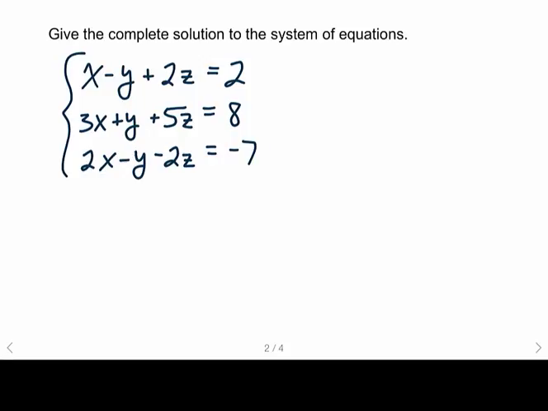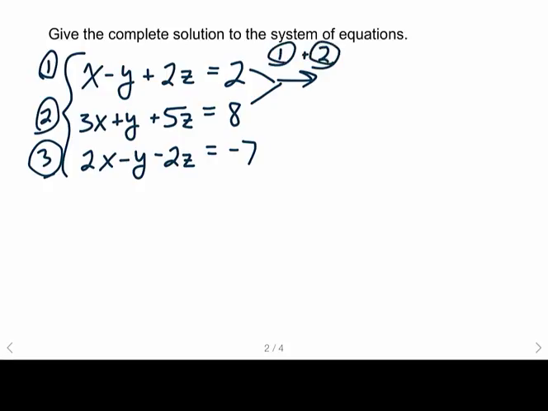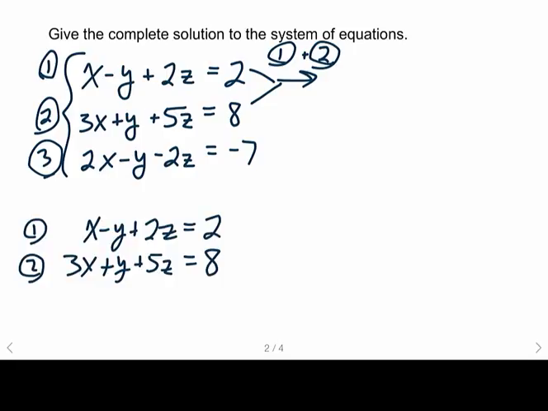Looking at this kind of holistically, it looks like it would be relatively easy to eliminate the y's twice. That's what I'm going to do. I'm going to number the equations 1, 2, and 3 just to make it easier to talk about them. Seems like I could eliminate the y's by adding together equations 1 and 2. So I'm going to write that down below here. So rewriting equations 1 and 2, we have x minus y plus 2z equals 2, 3x plus y plus 5z equals 8. When I add these 2 equations, the y's get eliminated. We get 4x plus 7z is equal to 10.